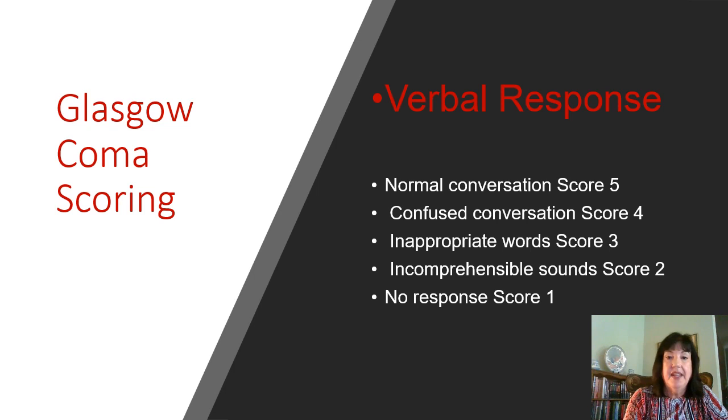If we're looking at what is the best verbal response, then now we're looking at how the patient is communicating verbally. So if it's just a normal conversation like you and I would have, and you don't notice any kind of a problem, you give that patient a score of 5. However, if the conversation is a bit confused, maybe they are having real memory problems, maybe what they're telling you is a bit nonsensical, then you're going to give them a score of 4.